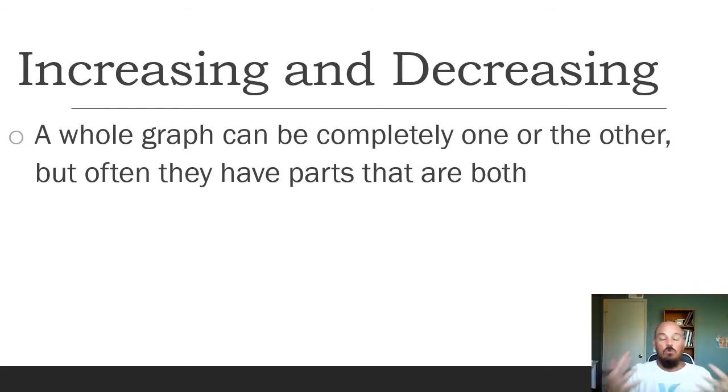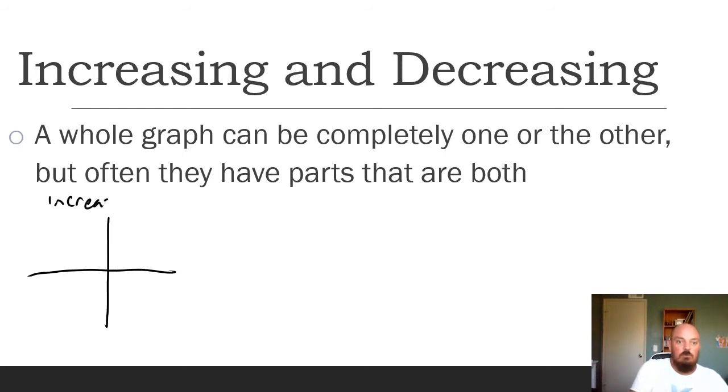Now, a whole graph can be completely one thing or the other, but a lot of times it's a little of both. So let me give you an example of all three of those things. Let's start here with a graph that is just increasing only. So basically what I want to do is draw a graph that's just going up, up, up forever and never turns, never starts going back down. Now the easiest way to do that is with a straight line. If I just draw a line like this, that's an example of a graph that's increasing always.